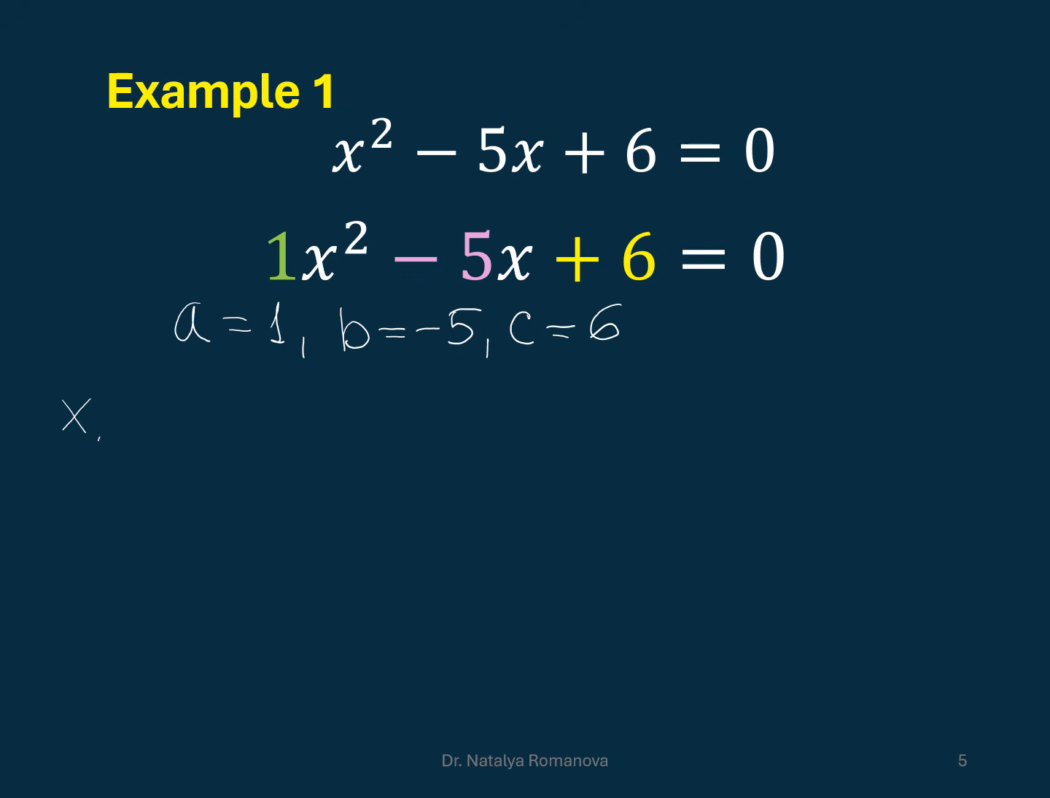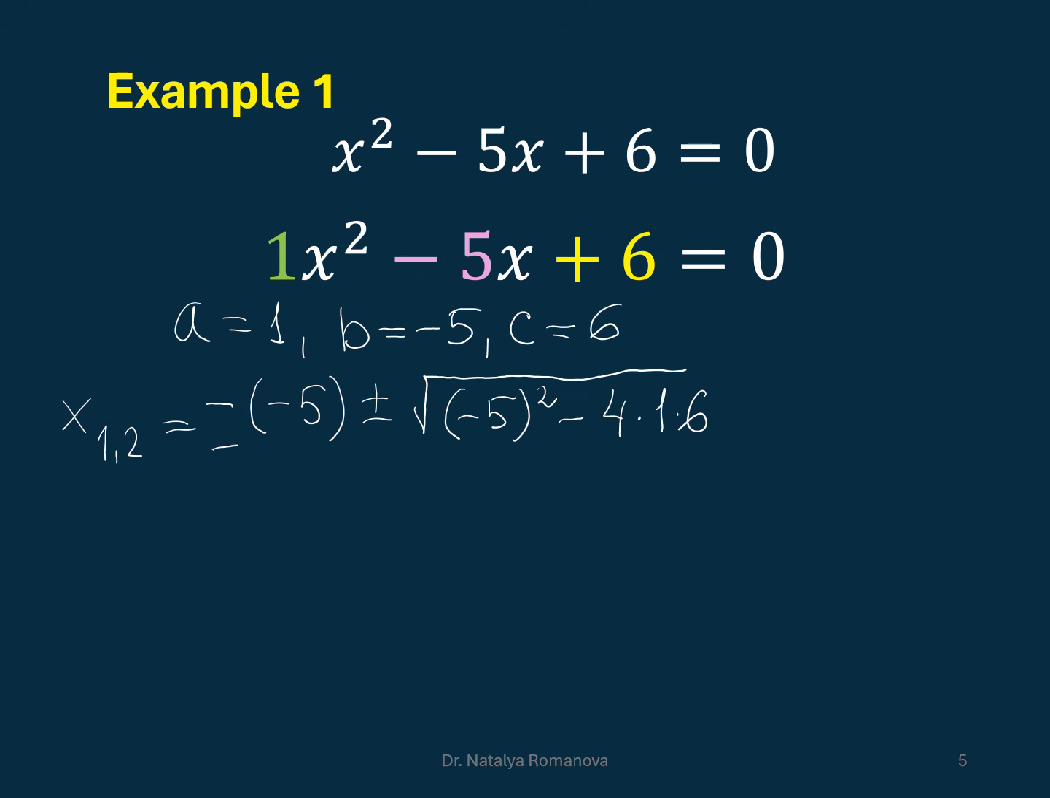Now we use the quadratic formula. x sub 1, x sub 2 equals negative b, so it is minus, open parenthesis, negative 5, plus minus square root, b squared, negative 5 squared, carefully, you must use parentheses, minus 4 times 1 times 6, divided by 2 times 1.